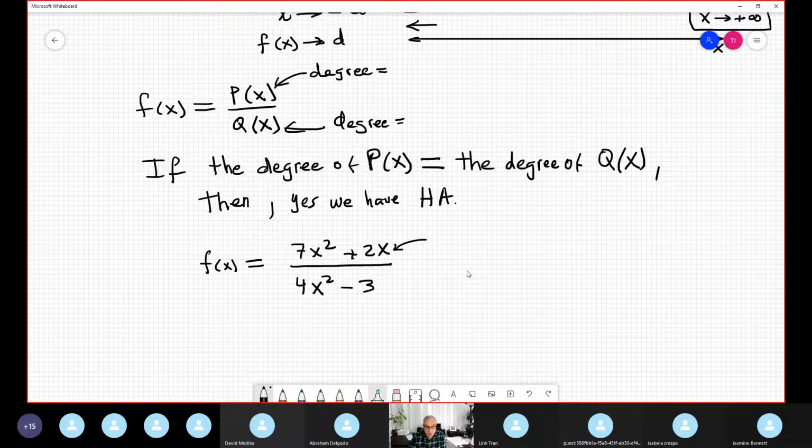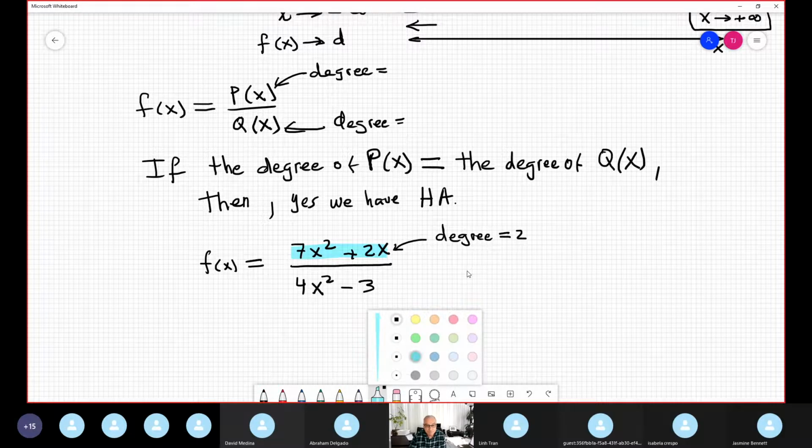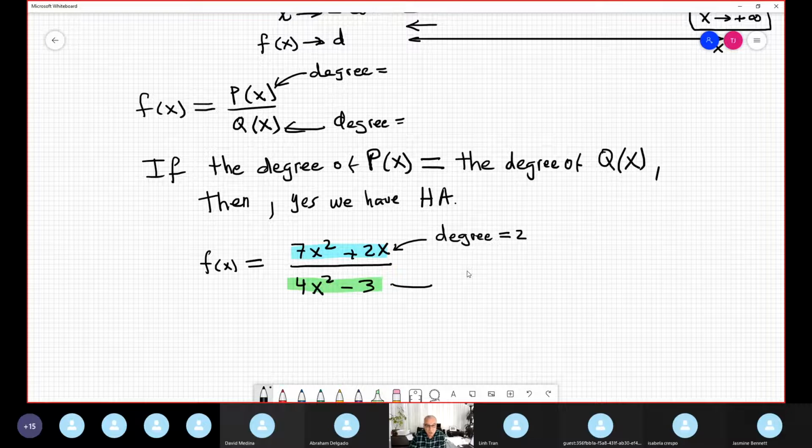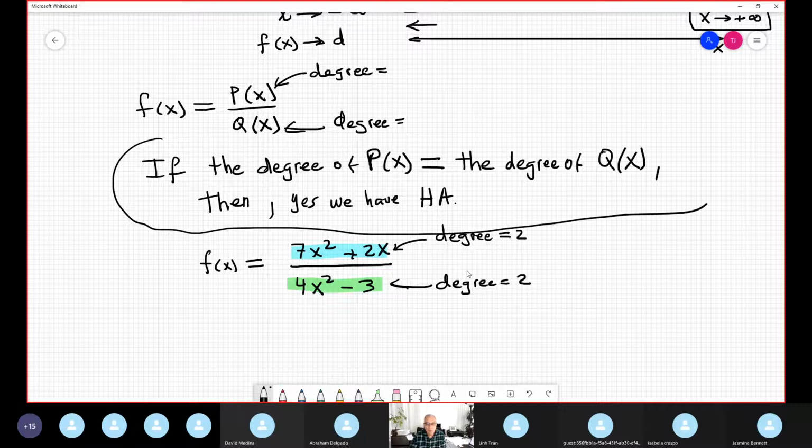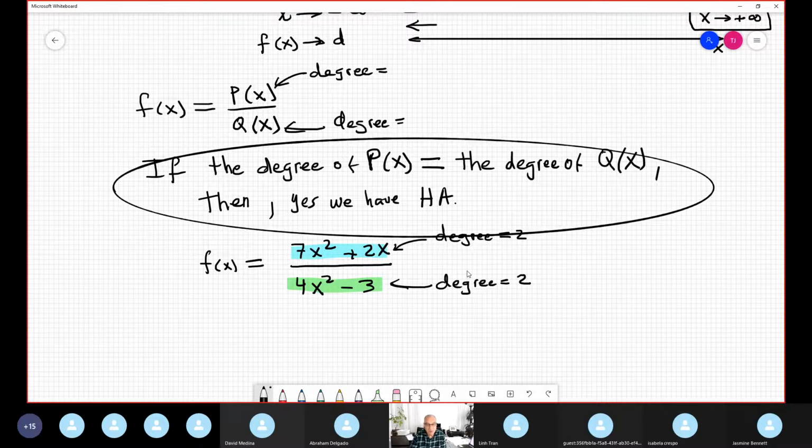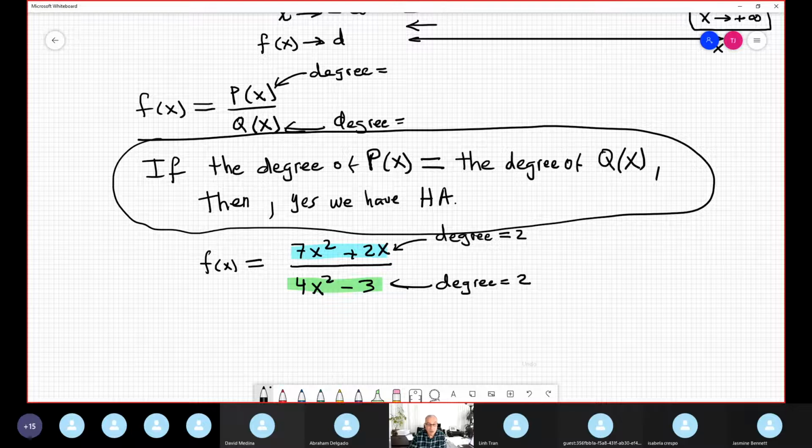Degree of the polynomial at the top is 2. It's obvious, right? Degree 2. Degree of the polynomial at the bottom is also 2. So according to this rule, yes, we have horizontals. But I want to discuss it more.